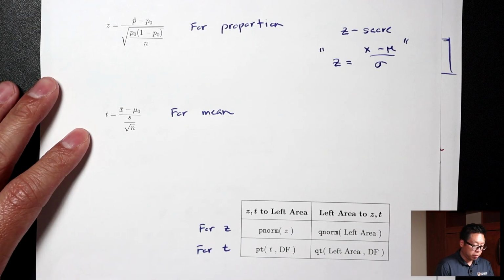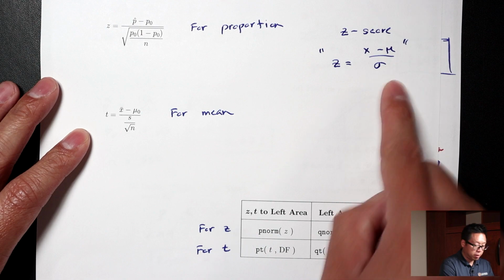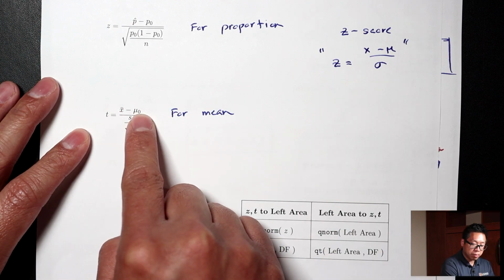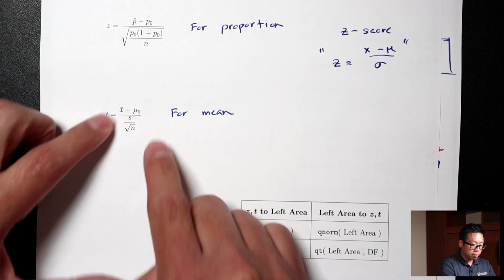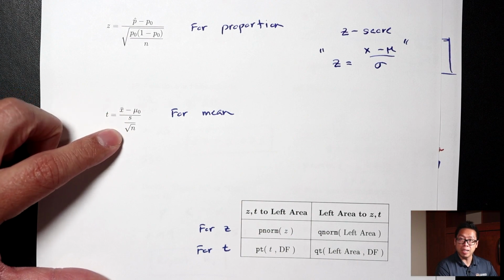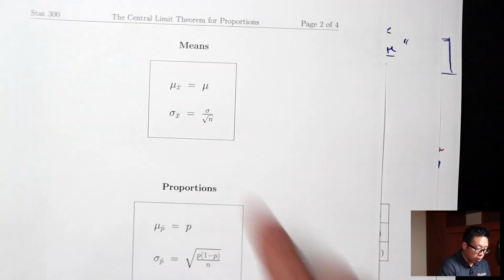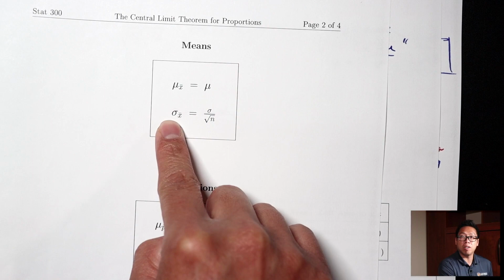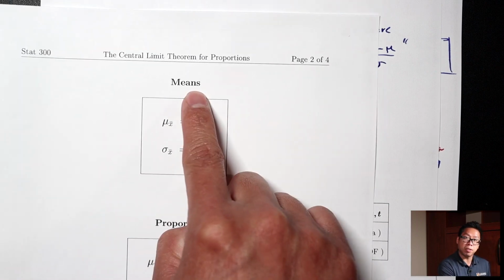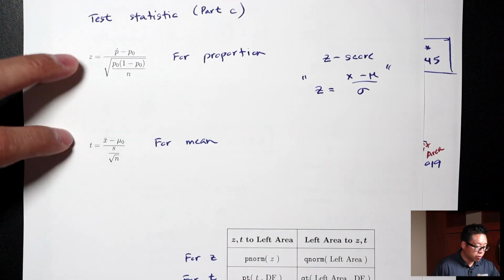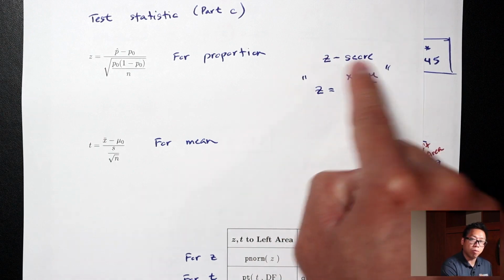The t formula looks even more like the z-score formula. So x minus the mean, divided by standard deviation over square root of n. And standard deviation over square root of n is exactly the standard deviation we're supposed to use for the mean situation. So these formulas are really the z-score formula.